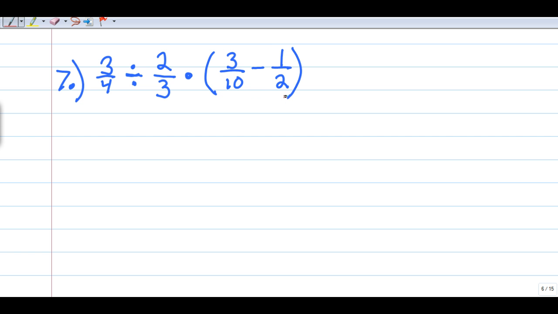Before we can subtract the fractions, we need to find a common denominator between the two. We look at the bottom, the denominator's position. We have a 10 and a 2. The lowest common denominator between a 10 and a 2 would be a 10 itself. That means our first fraction will remain unchanged.